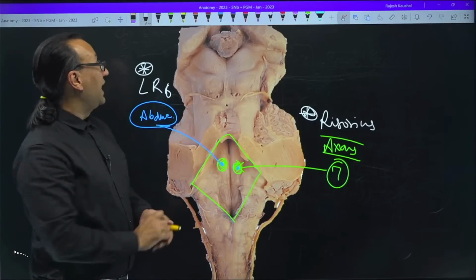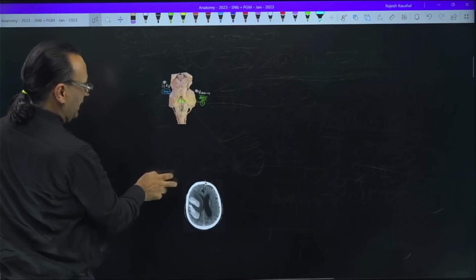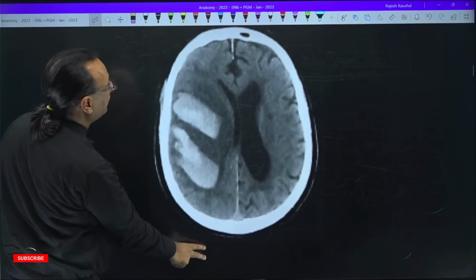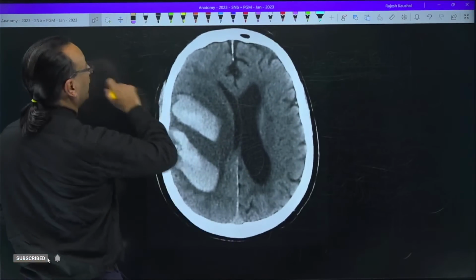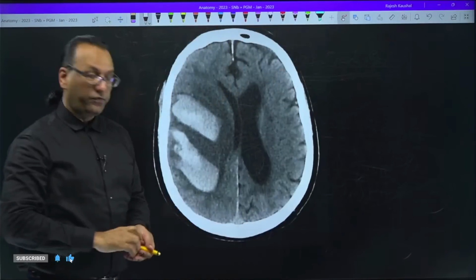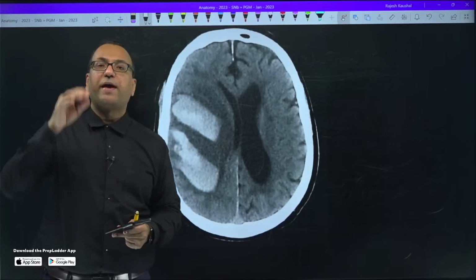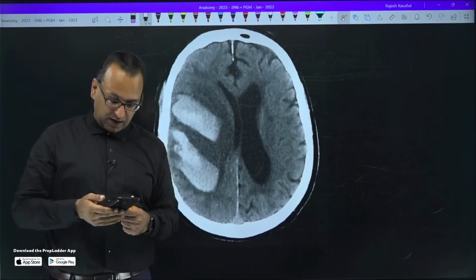Okay, now as we proceed further, I have got this diagram here. Tell me which kind of hematoma is this, because they are again frequently asked questions. We are going to look at some of the questions which I think will be appearing again in your coming NEET PG.